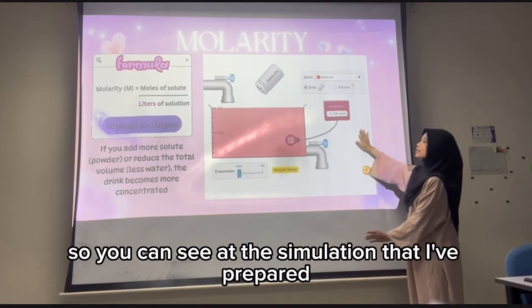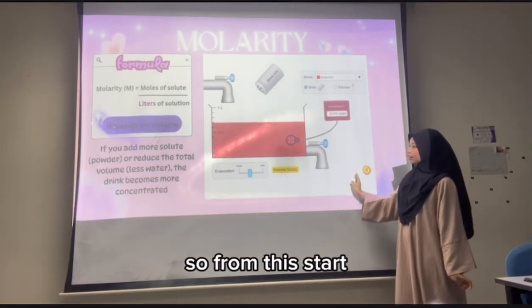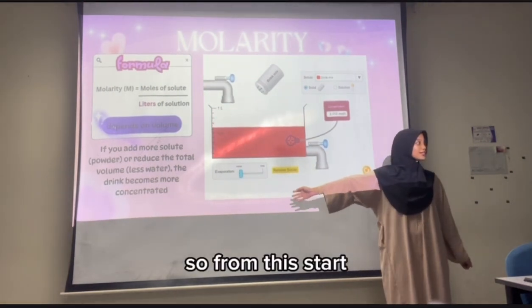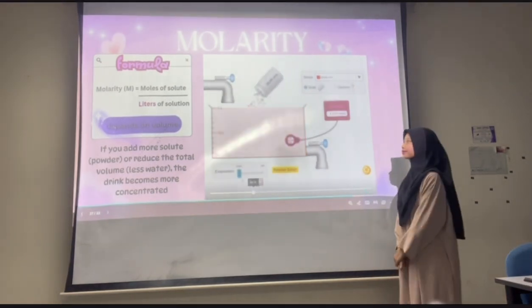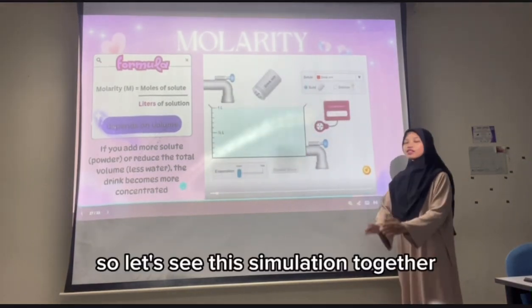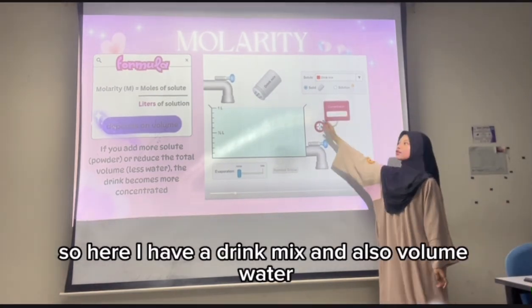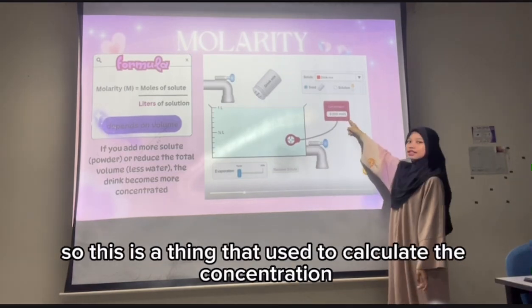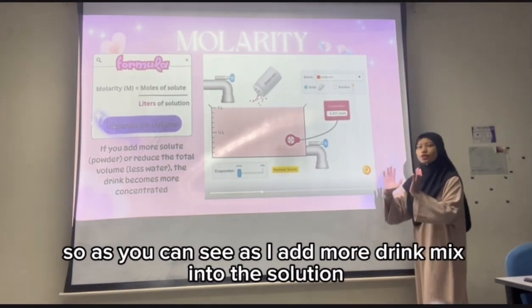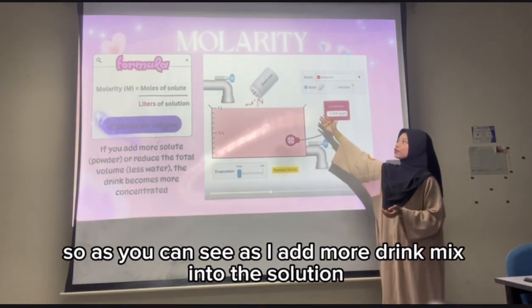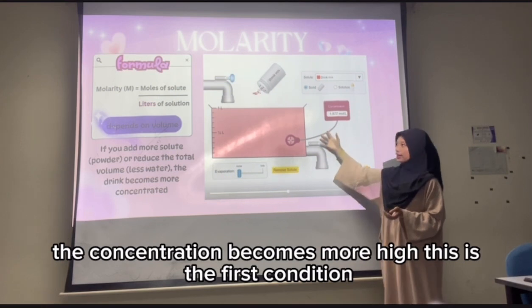You can see this in the simulation that I've prepared. So let's see the simulation together. Here I have a drink mix and also a volume of water. This is what is used to calculate the concentration. As you can see, as I add more drink mix into the solution, the concentration becomes higher.